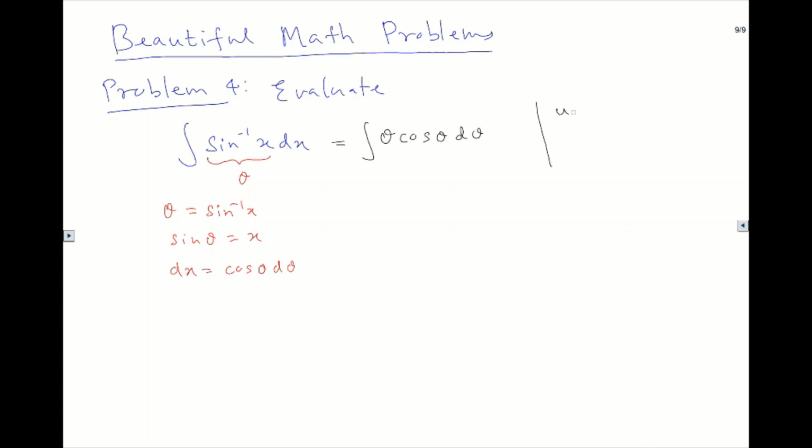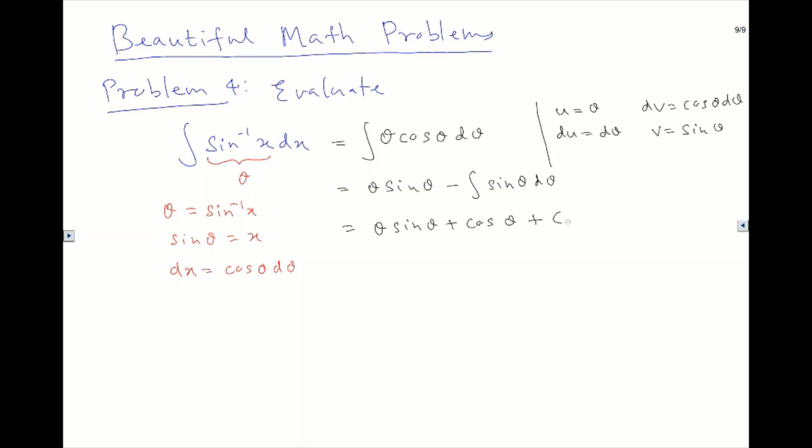So what we can do, u equals theta, and then dv equals cosine theta d theta. And then du equals d theta, v equals sine theta. So that means your answer is going to be theta sine theta minus the integral of sine theta d theta. And this is very easy to integrate. So theta sine theta minus, since this is sine, it becomes a negative cosine, so that means plus cosine theta plus c.